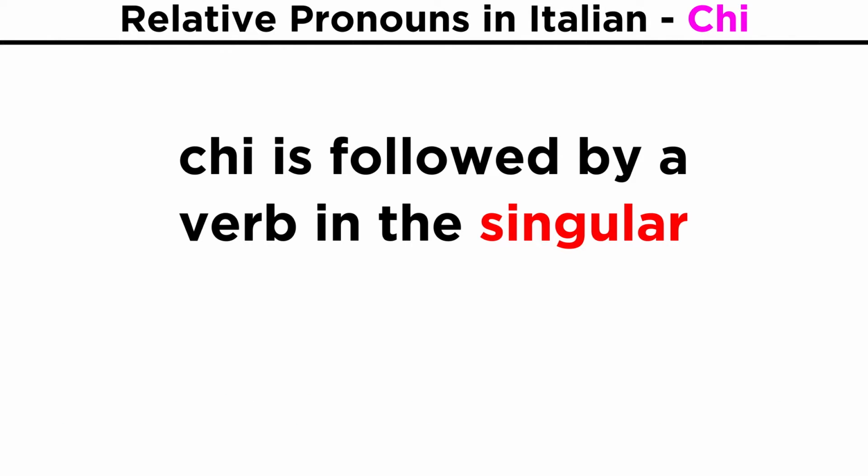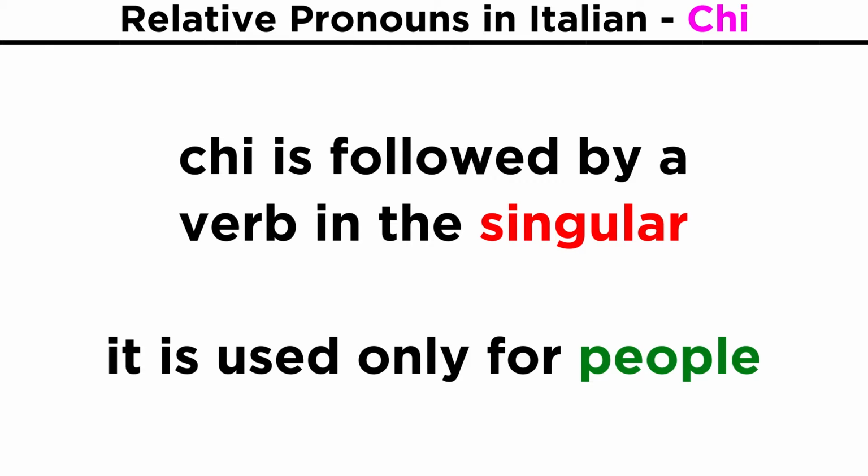Let's note that chi is always followed by a verb in the singular, even if it is often translated into English with a plural, and is used only for people.